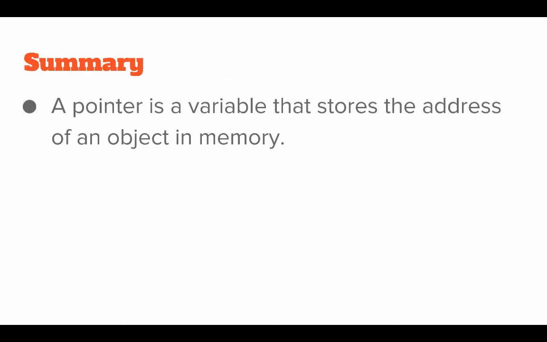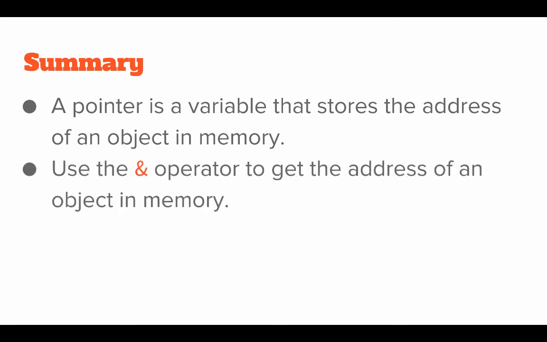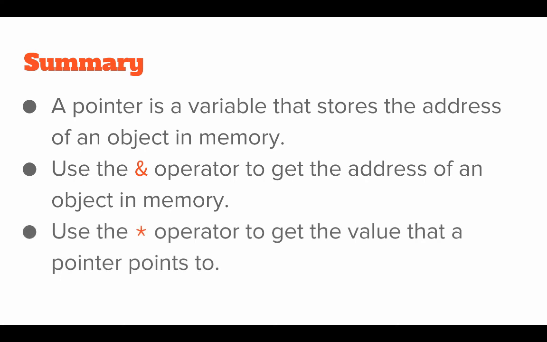So in summary, a pointer is just a variable that stores the address of an object in memory. In C, we can use the ampersand, or the address of operator, to get the address of an object in memory. We can use the dereferencing operator to get the value that a pointer points to. We also use the dereferencing operator when we declare our variables so that we know that they are of type pointer.